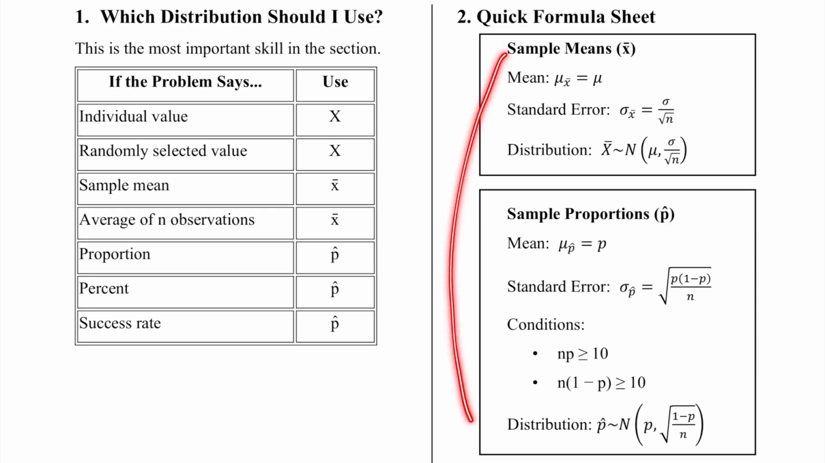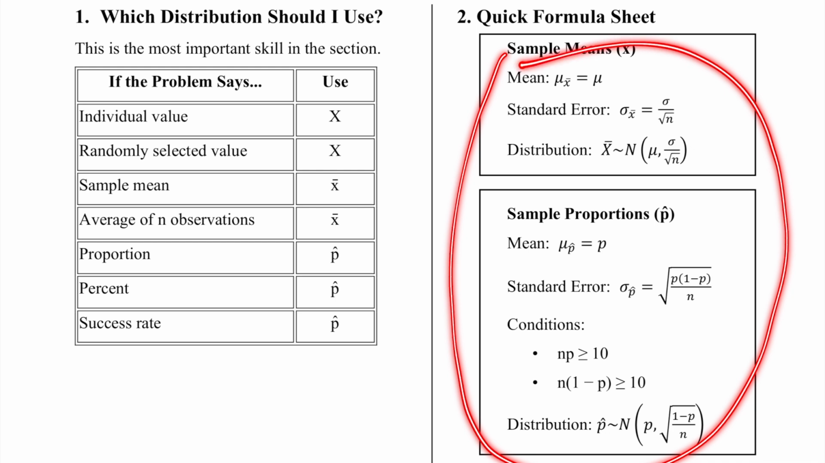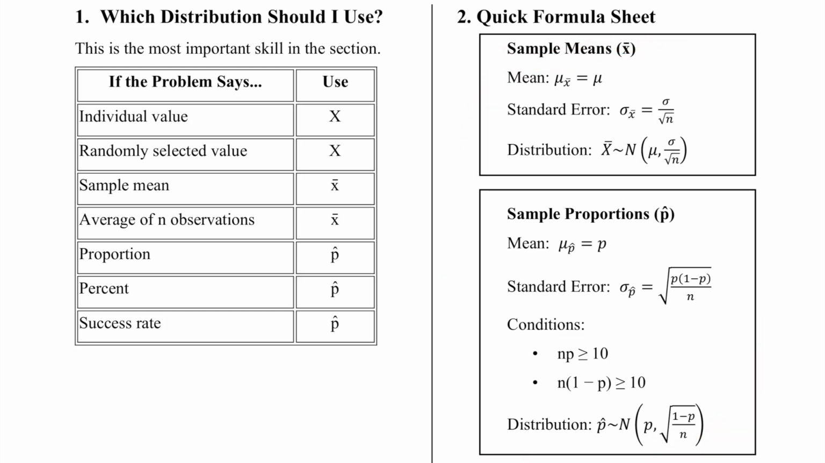This table on the right is a quick formula sheet from section 7.1 and 7.2. Since we have already covered them, we'll simply use them in today's examples instead of reviewing them again. Now let's apply this to our first example.